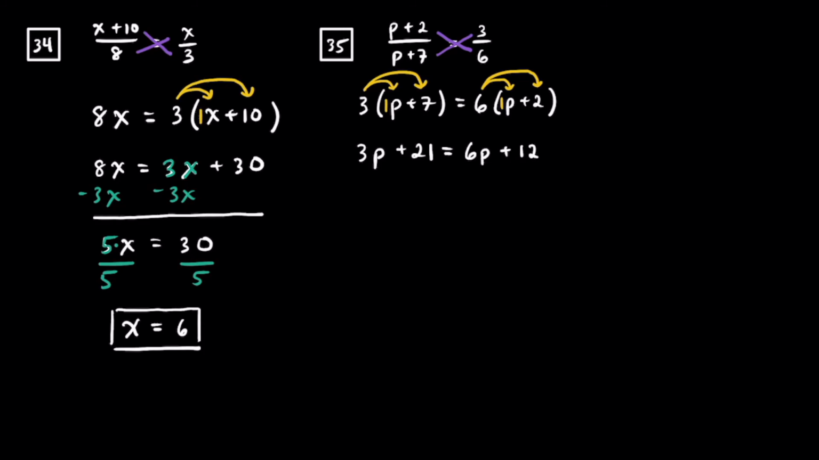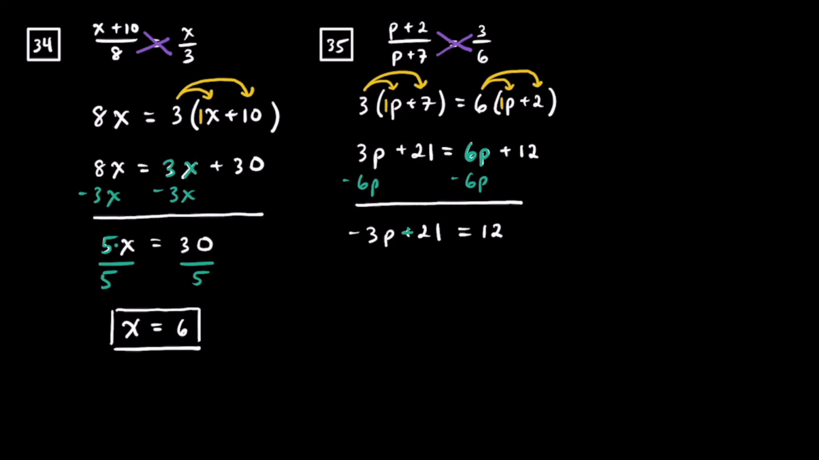Let's go ahead and get the variables to the same side. So take this 6p and take away 6p. Let's do it to both sides of the equation here. So 3 minus 6 on the left is going to equal negative 3p plus 21, and that's going to equal positive 12 along the right.